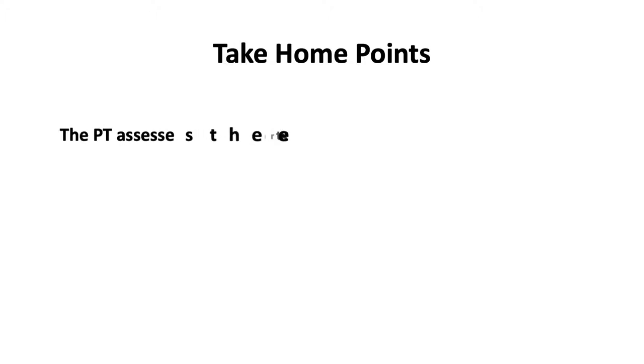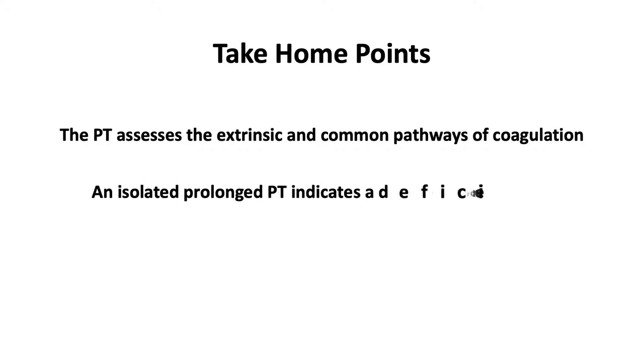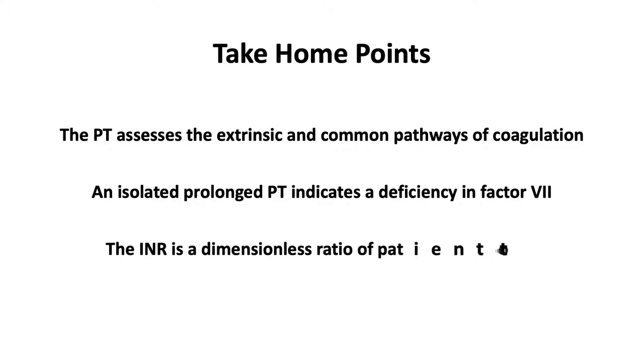The PT assesses the extrinsic and common pathways of coagulation. An isolated prolonged PT indicates an acquired or congenital deficiency in factor VII. The INR is a dimensionless ratio of patient to control PT.